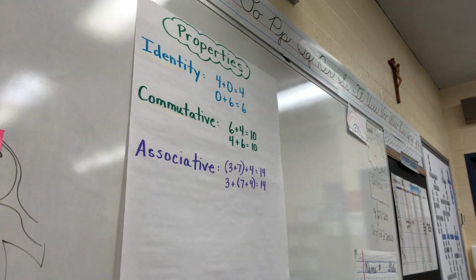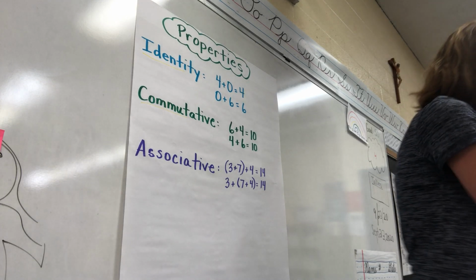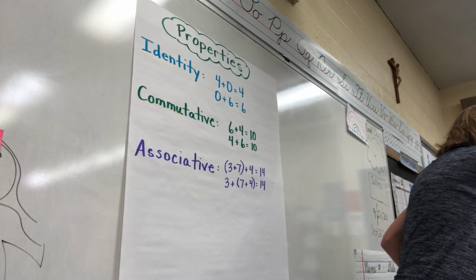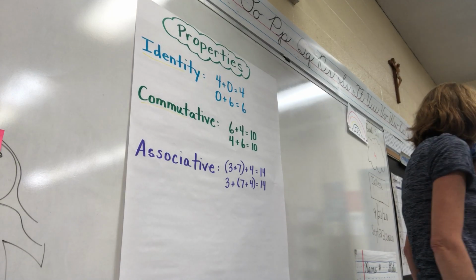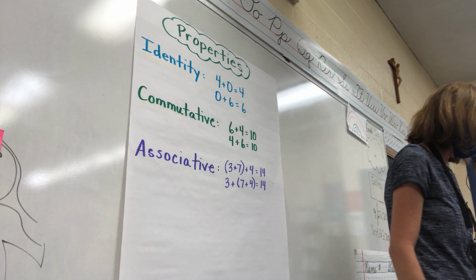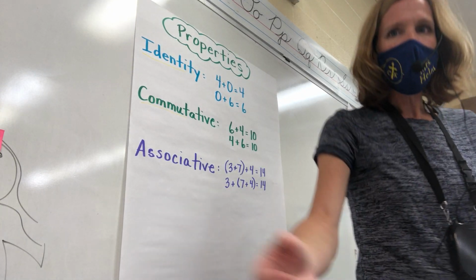put together. If I put these two together, or these two together, or these two together, my sum is going to be the same. I could associate two different numbers. As long as the three addends are the same, then my sum will be the same. Okay. All right, any questions?